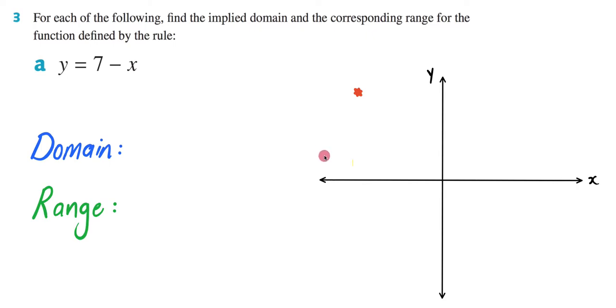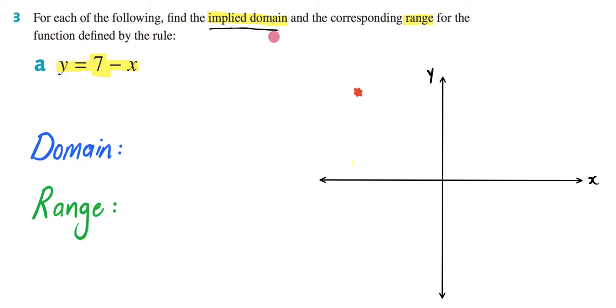So we are doing exercise 5D, and in this video I'll be answering question 3a, which says, for each of the following, find the implied domain and the corresponding range for the function defined by the rule. And for a, we've been given y equals 7 minus x. So very first thing, let's remind ourselves what the implied domain means.